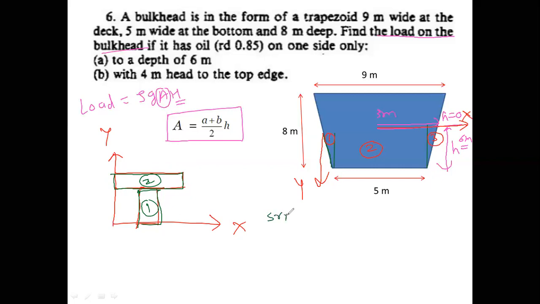I will make columns like this: serial number, component, y bar, and first moment of area. There are two components, so I will mark 1 and 2. Component number 1, I have given the number 1. What is y bar?